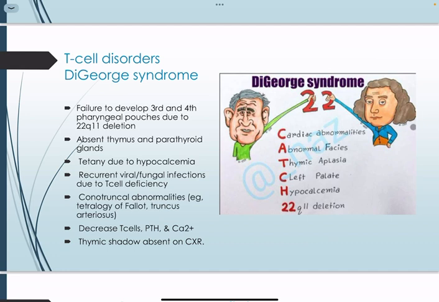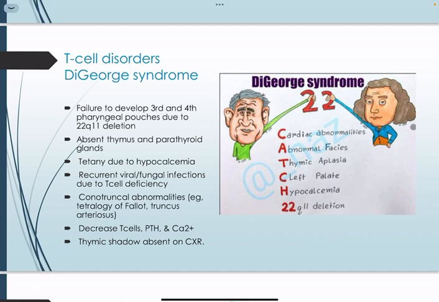So if this doesn't happen, your T cell, if there, is dysfunctional and somehow might be dysregulated, okay? So they will have increased risk of viral infections. Any virus can cause a real problem for them. Even rotavirus might be a problem. RSV can be a life-threatening disease, for example. So viral infections, fungal infections due to T-cell deficiency. They also have very specific core facial features. They have common truncal abnormalities like tetralogy of Fallot and truncus arteriosus.